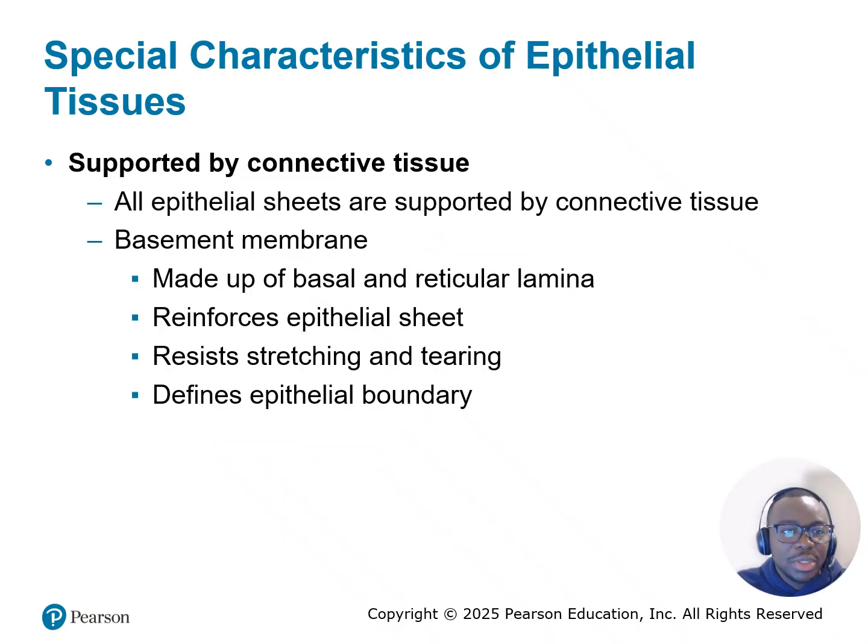Epithelial tissue is supported by connective tissue. All epithelial sheets rest upon and are supported by connective tissue. Between the epithelia and connective tissue is a basement membrane. The basement membrane is made up of 2 layers, a basal lamina and a reticular lamina. The basement membrane reinforces the epithelial sheet, helps it resist stretching and tearing, and defines the epithelial boundary.